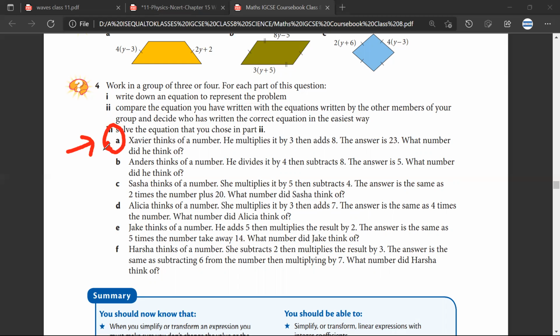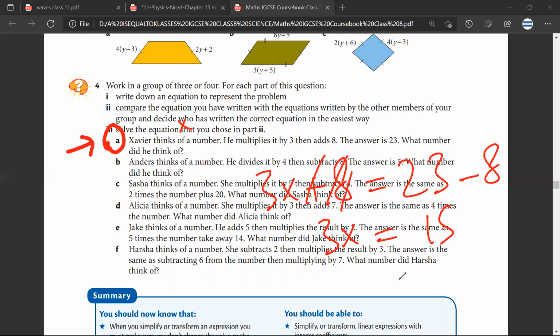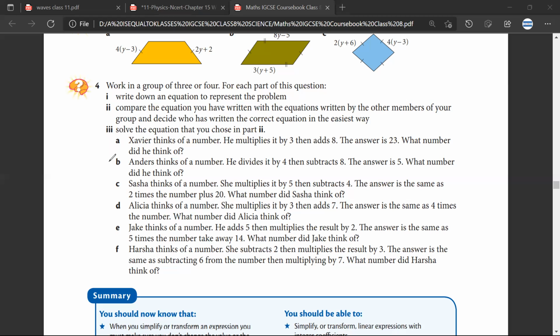Yes, sir. So a number, I'll put it as x. Shabash. So 3x plus 8 is equal to 23. So plus 8 will go to the right hand side and become minus 8. Shabash. So 3x equals 15. So x is 15 upon 3. So x is 5. Mr. Satya, any doubt? No, sir.